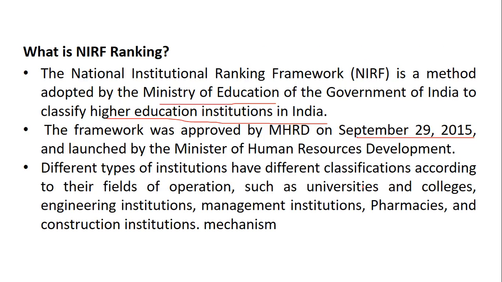Now, there are different types of institutions which are classified according to the field of operation, such as universities and colleges, engineering institutions, management institutions, pharmacies, and construction institutions. These are the various categories used to classify the institutions. We have more detail ahead, but basically colleges, universities, engineering institutions, management institutions, pharmacies, and construction institutions become a part of NIRF ranking. I'm repeating this so that once your notes are ready, you don't have to depend on anything. You can just revise from notes and go ahead.